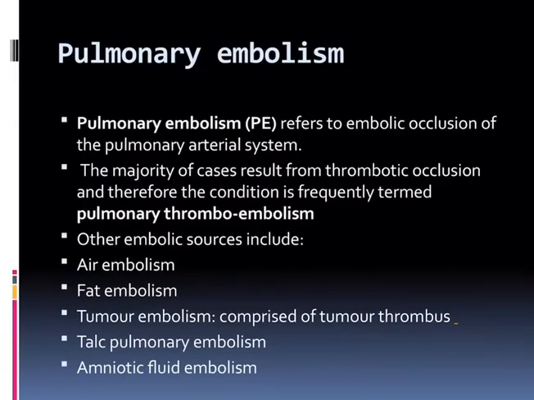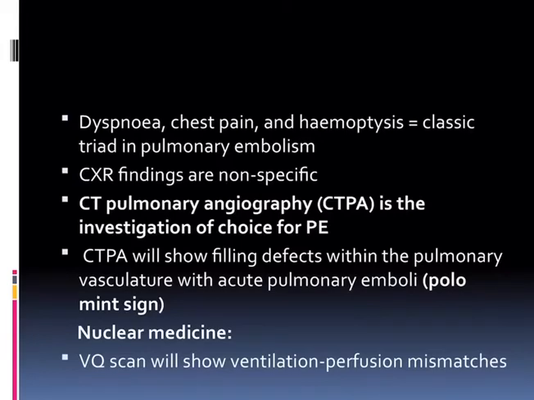Now, coming to pulmonary embolism. Pulmonary embolism refers to embolic occlusion of the pulmonary arterial system. In the majority of cases it results from thrombotic occlusion, and therefore the condition is frequently termed pulmonary thromboembolism. However, other embolic sources include air embolism, fat embolism, tumor embolism, talc embolism, and amniotic fluid embolism.